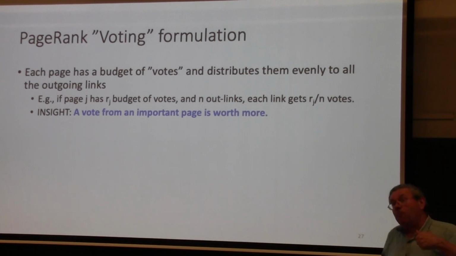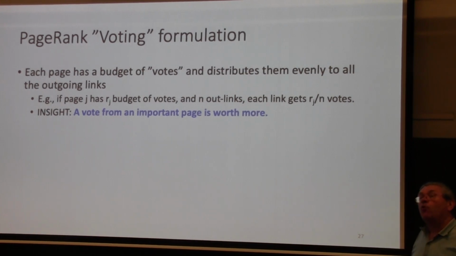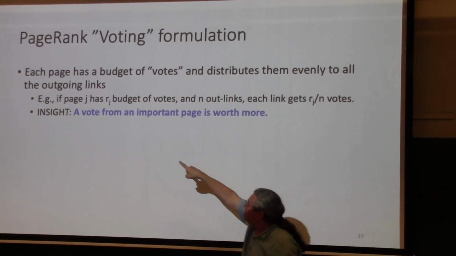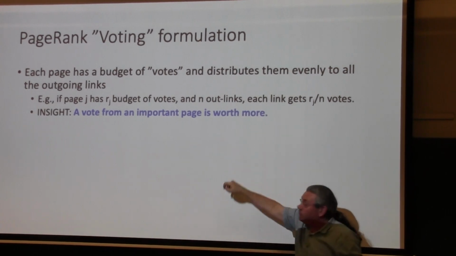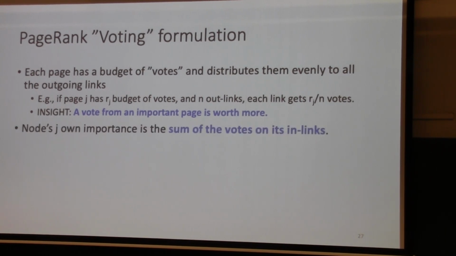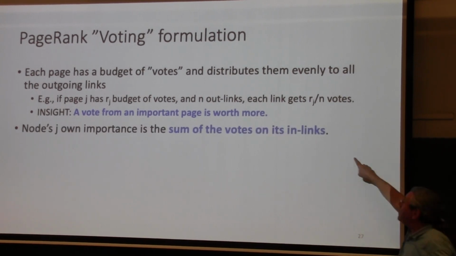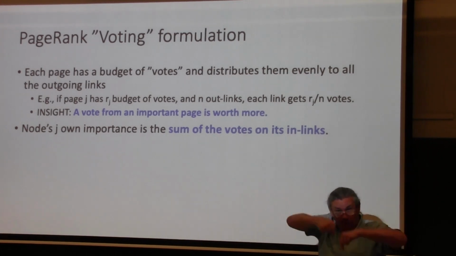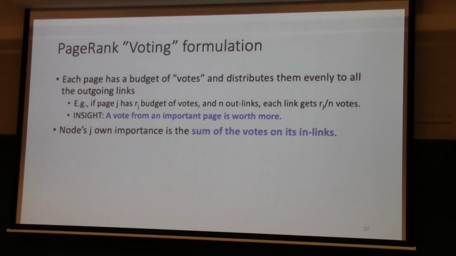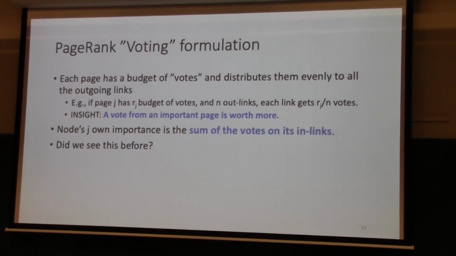So the idea is that the more votes you get, the more important you are. It's like in an election. And if your page is important, then you have more votes, Rj is more. So a vote from an important page is worth more. So that's like what we saw before. And the importance of a page is the sum of the votes on its inlinks, so the other pages that vote for it. Okay, so this is something we saw, kind of.